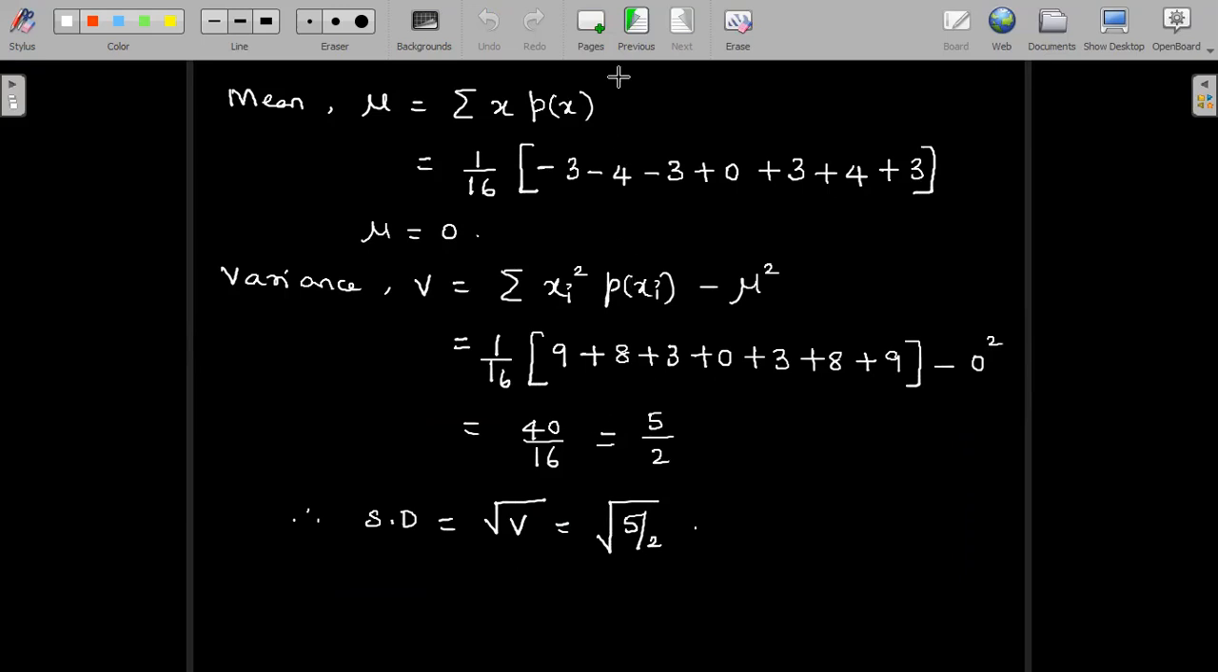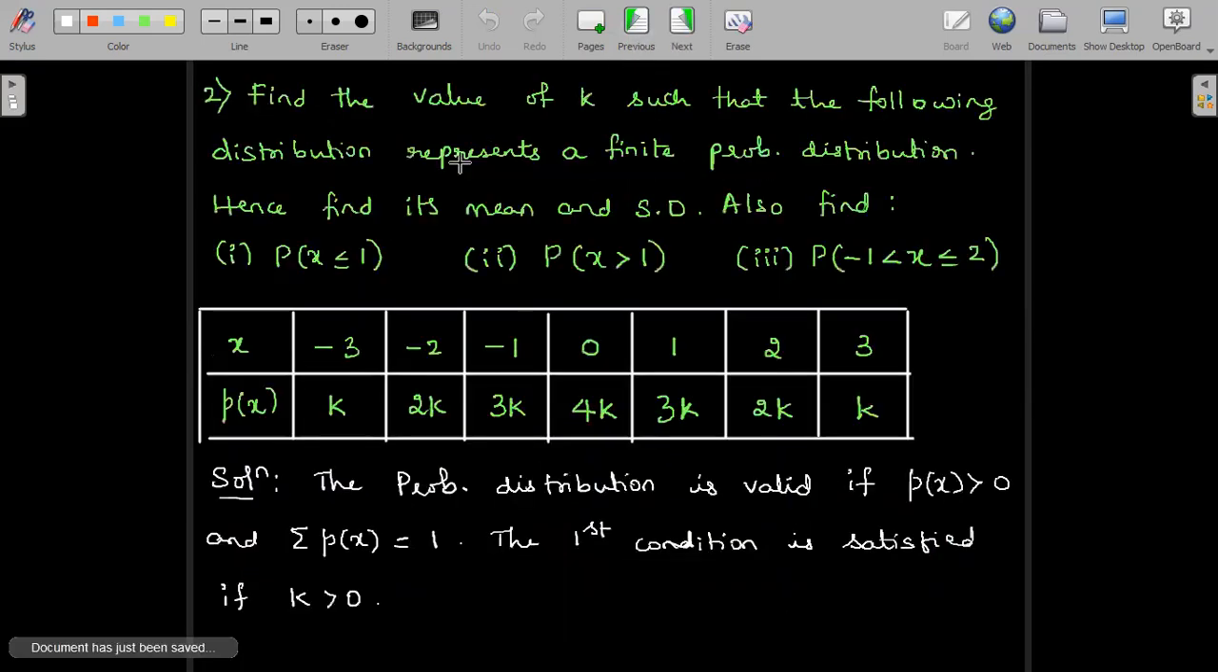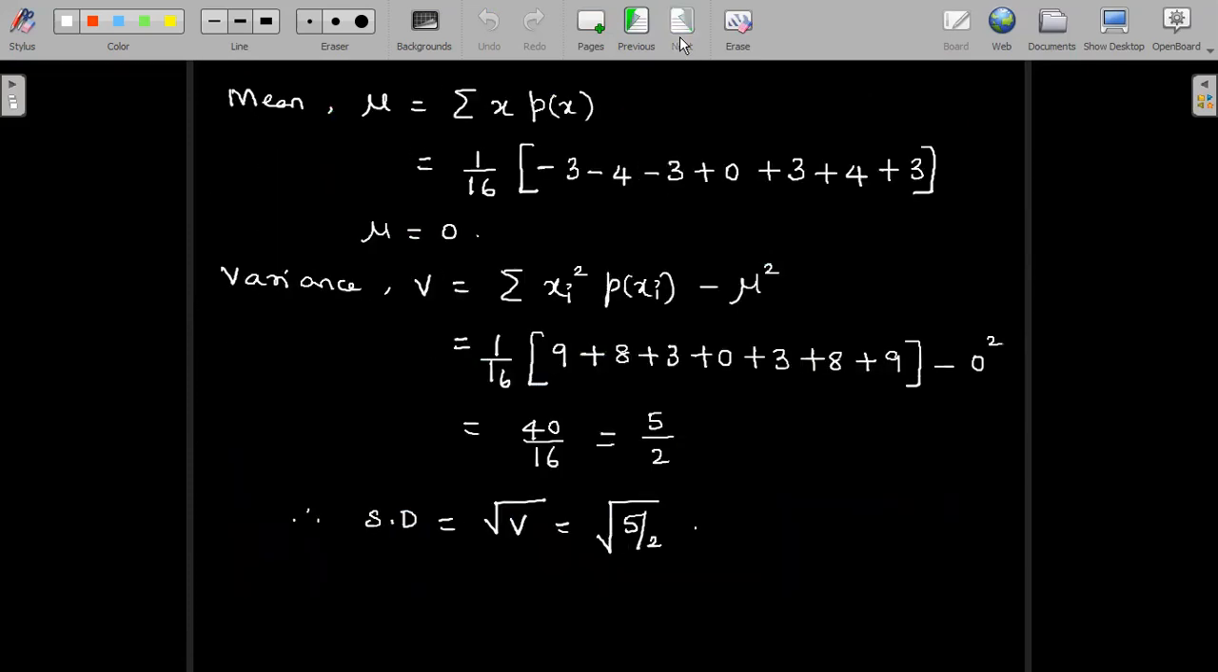We were asked to find the standard deviation, no? So it was the mean and the standard deviation. That's why we wrote the value of standard deviation, which is the square root of the variance. Square root of 5 by 2. Now we will have to find these three different things that have been asked of us: probability of x less than or equal to 1, probability of x greater than 1, and x lying between minus 1 to 2. Let's find them out one by one.